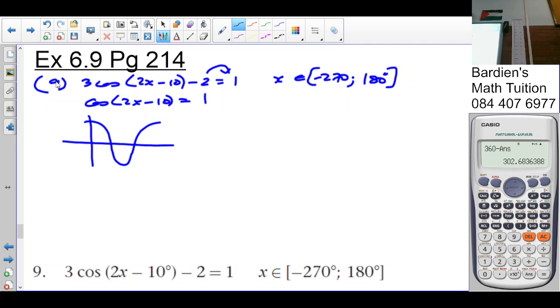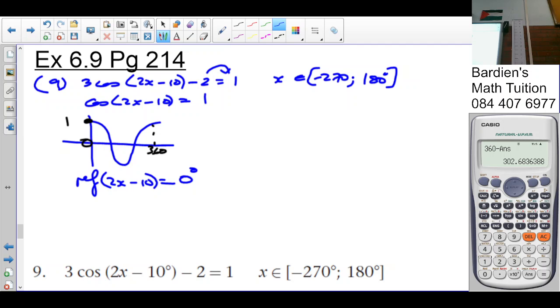You don't have to, but I think this is a very nice way to look at it. So where is cos equal to 1? It is 1 at 0 degrees and at 360. Now 360 and 0 is the same. Okay? So I just need to write it once then. So my reference 2x minus 10 is equal to 0 degrees. Okay, well cos of 0 is 1 anyway.